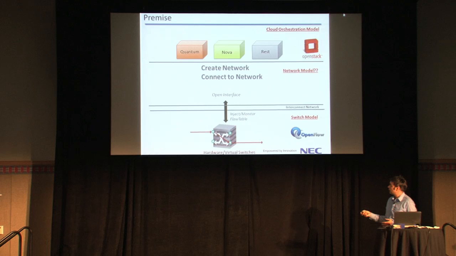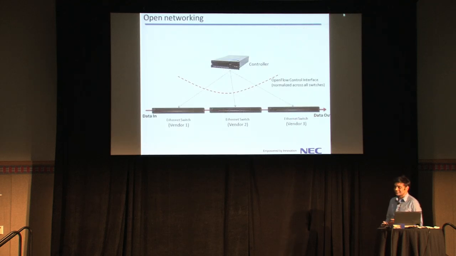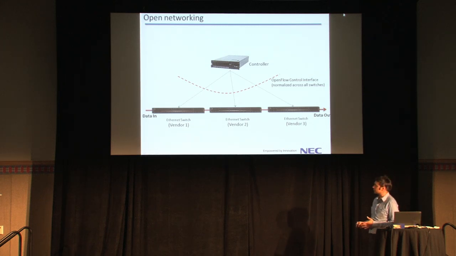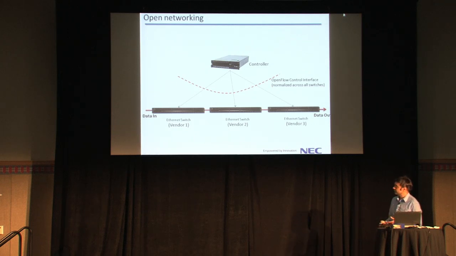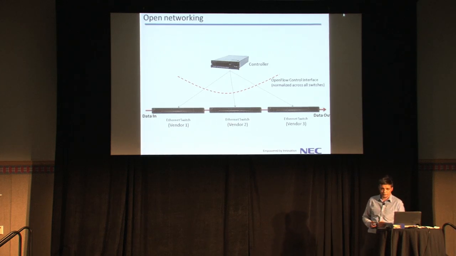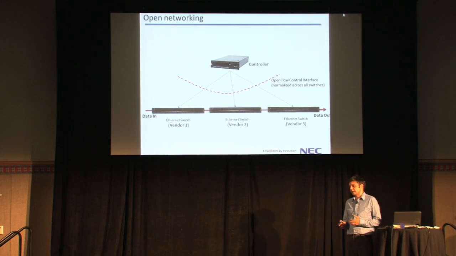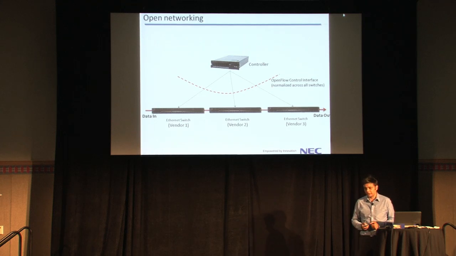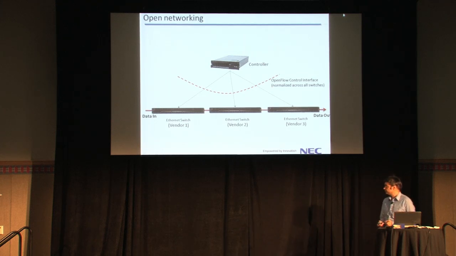So the important part of why we are talking about OpenFlow in relation to OpenStack is the openness of the interface to the switch. You can have a controller, and the controller can be either an open source controller or a proprietary controller, but the important part is that the data plane is open, so you can have multi-vendor switches which support OpenFlow become a part of your network, and you can choose which vendor to bring in to create your network.